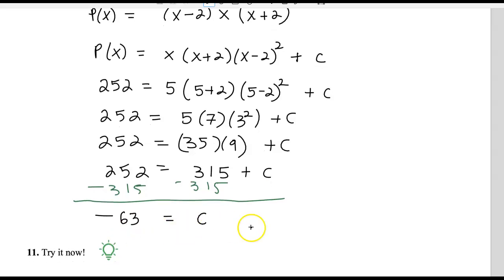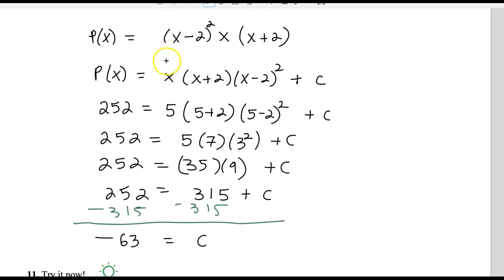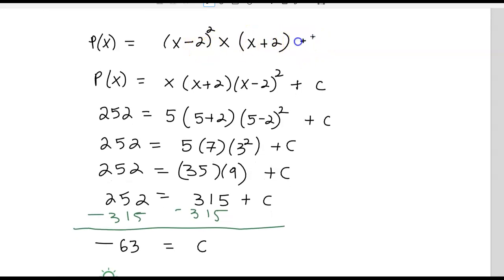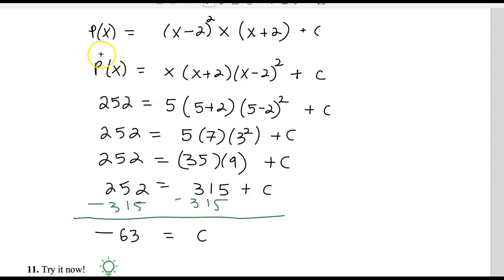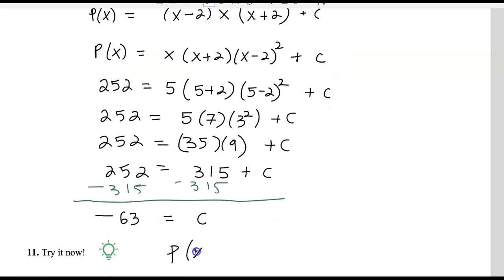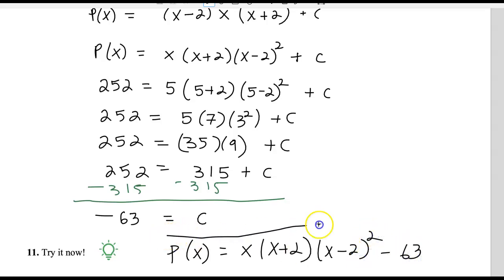Okay. So the formula now is going to just, well, I should say plus c. The formula will be this, just plus or minus 63. So I'll write it out here. So p of x finally is going to be x times (x plus 2) times (x minus 2) squared minus 63. Okay. You don't have to multiply it all out. You could leave it just like that. Okay. Let me know if you have any questions about this. Thank you.